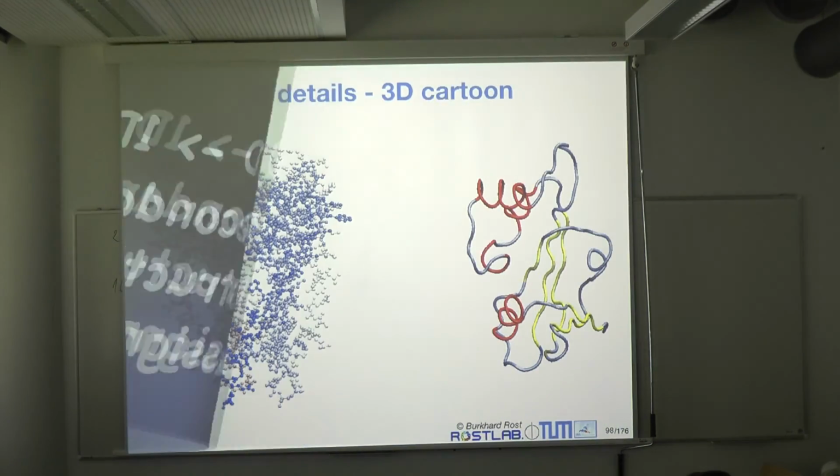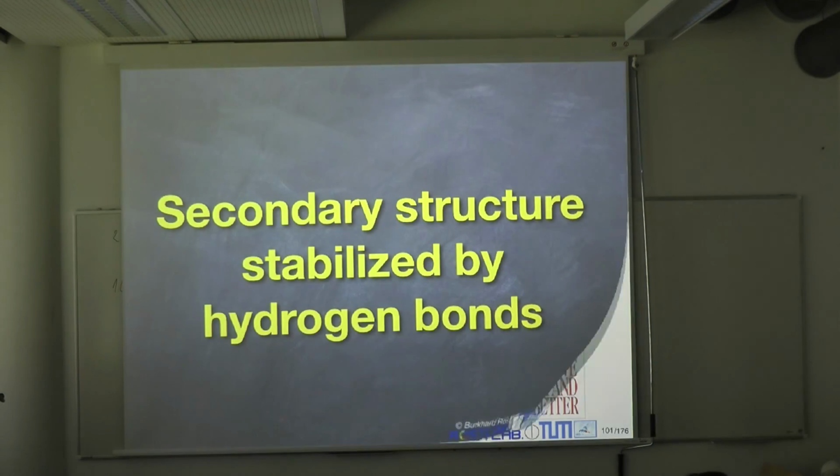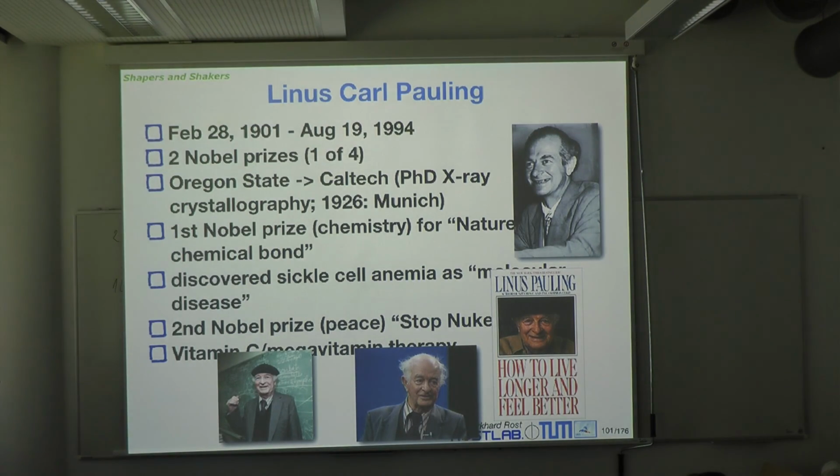Just a quick one. You get 3D coordinates. From 3D coordinates you get to secondary structure, and the background idea is from Linus Pauling, hydrogen bond stabilized secondary structure. He is one of those people who got 2 Nobel Prizes, one for the hydrogen bonds story and one for something very different, so one in chemistry, one in peace.